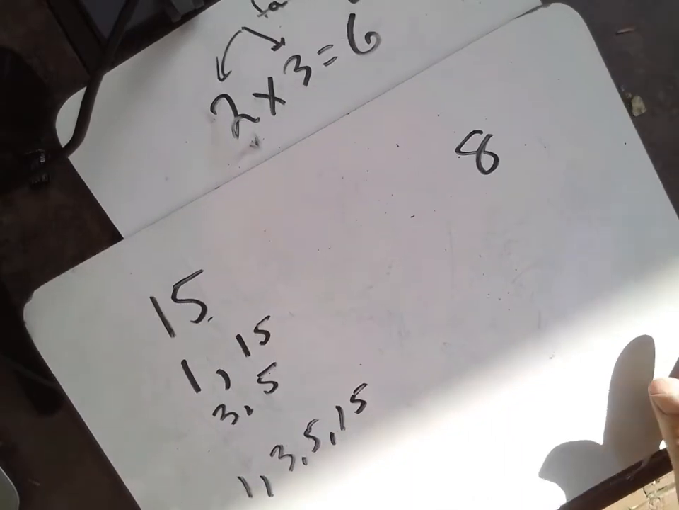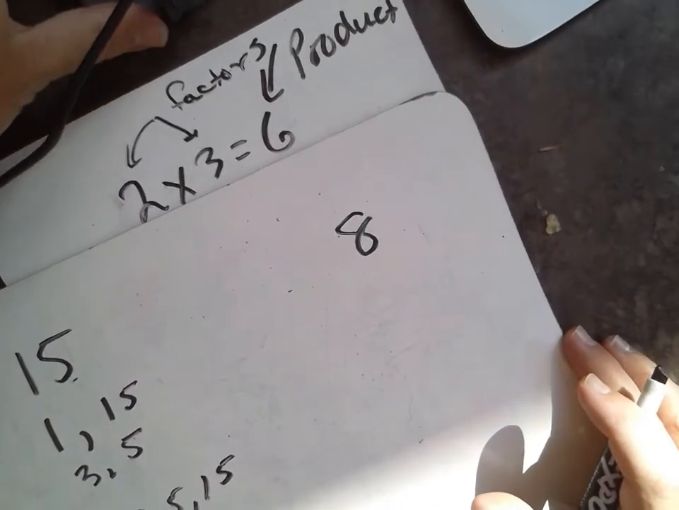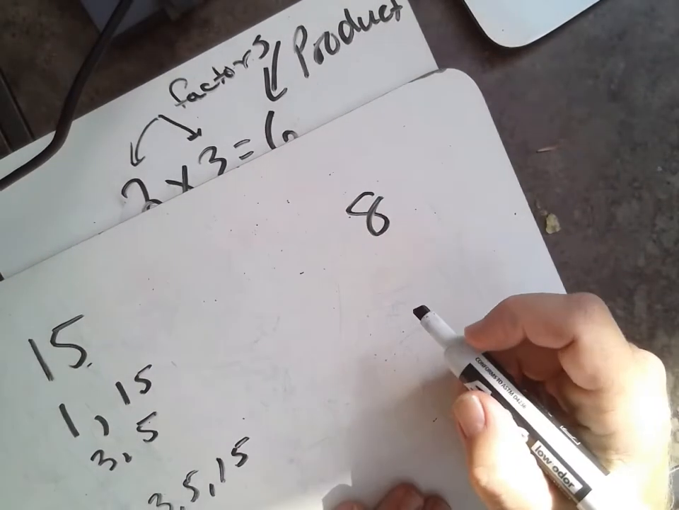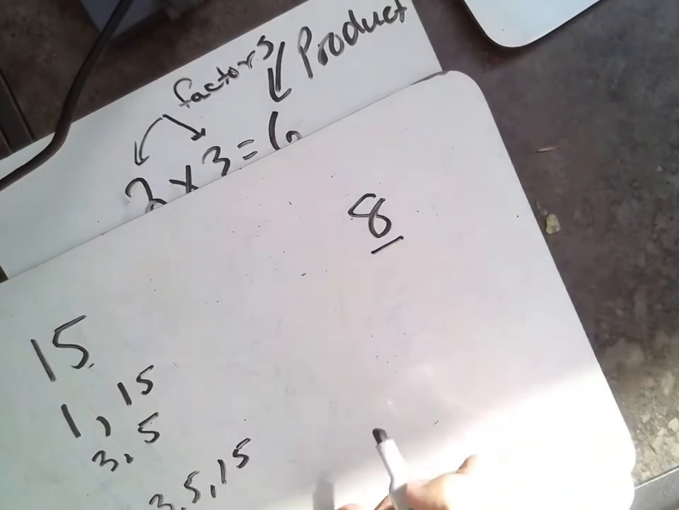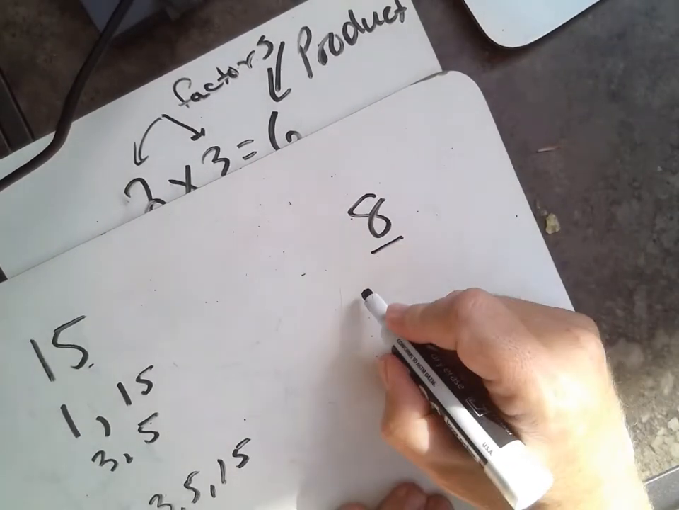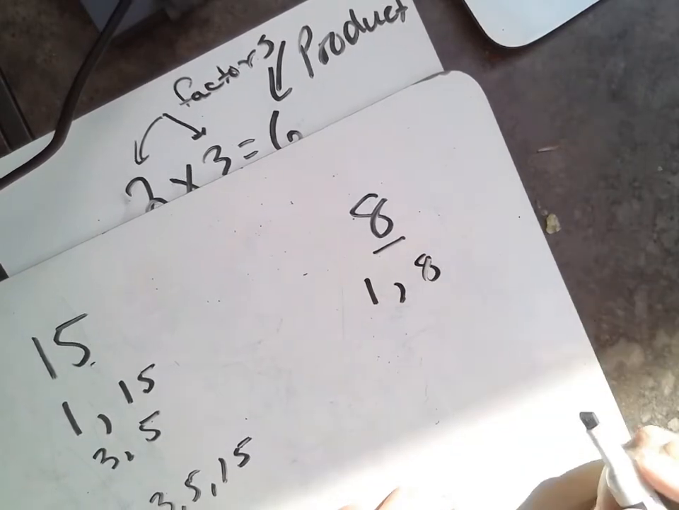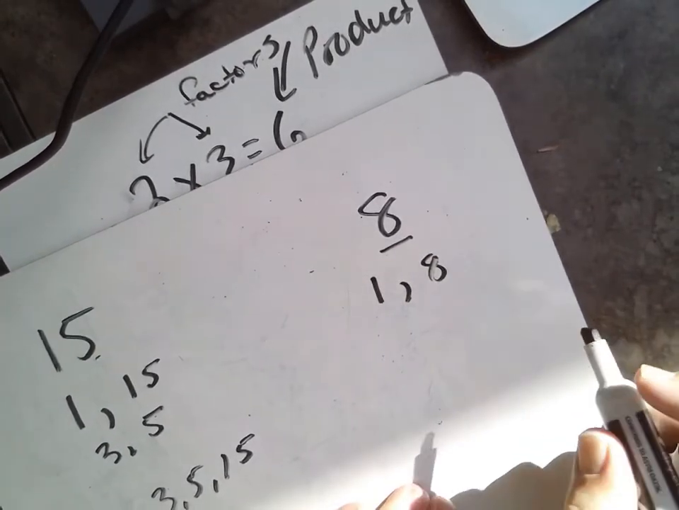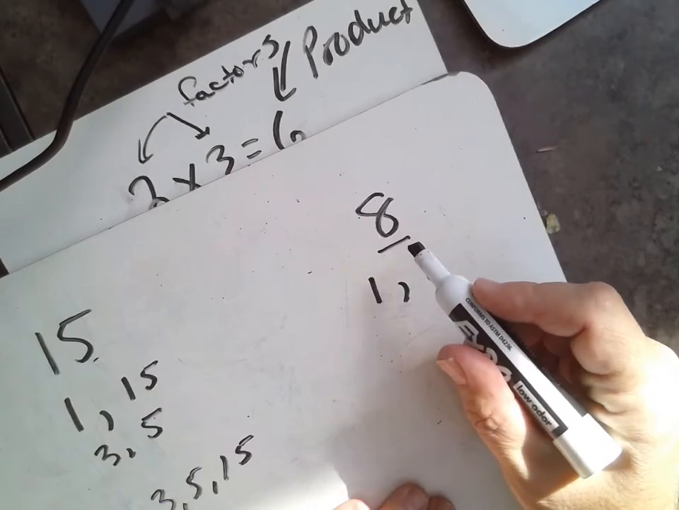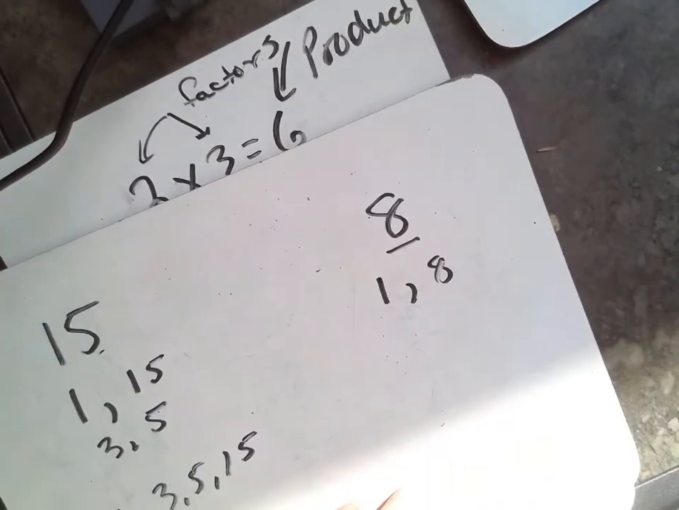Let's move on to number 8. So we're going to think about number 8, and as I said before, 1 and itself are always factors of each number. So we have the number 1 and the number 8. So there's 2 factors of 8. My next question would be, what other numbers do I know that go into 8?